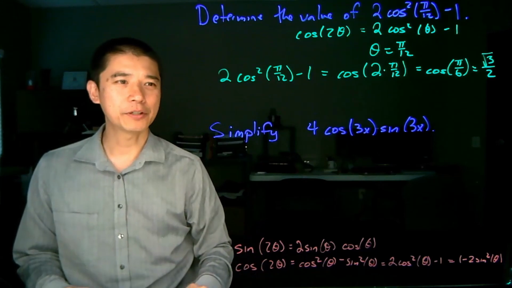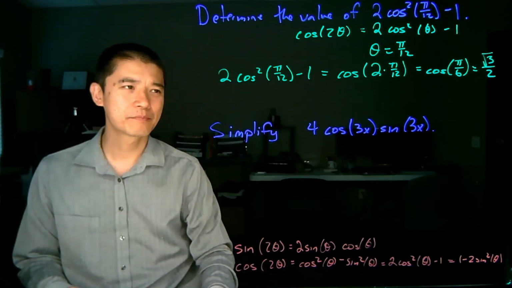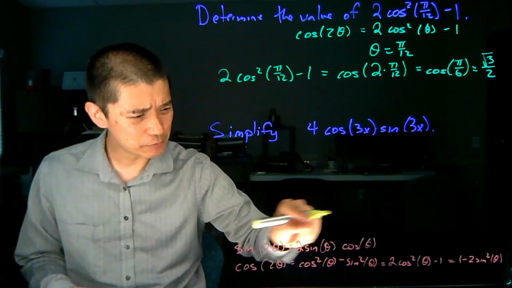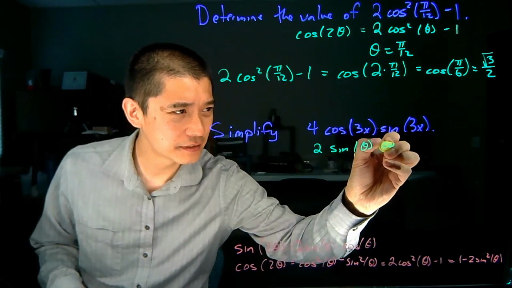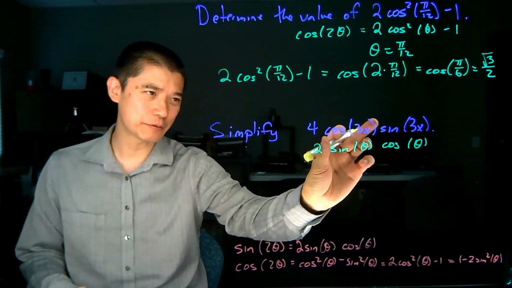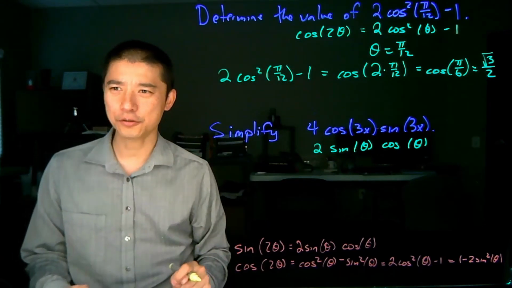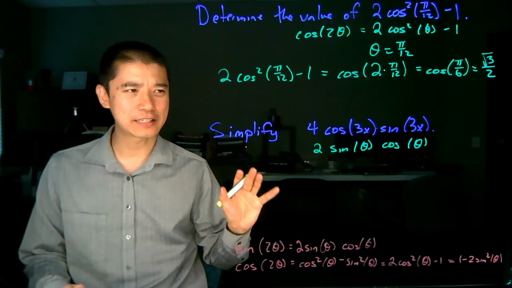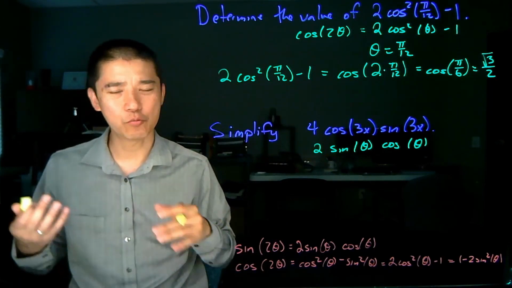Let's look at the next one. Simplify 4 cosine 3x sine of 3x. Well, we come down here and we look at our formula, 2 sine theta cosine theta, and you can see that there are a couple things. First of all, you can see that they're swapped in order, but that's not the big deal. However, 4 is not 2. And so we can't immediately just dump this into this equation because this part doesn't match up. So the question is, what can we do about this?